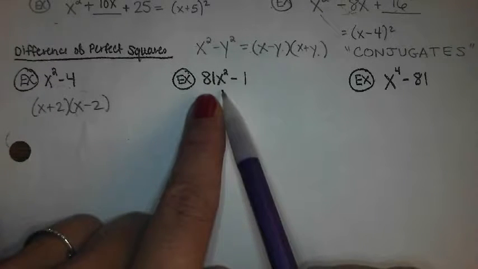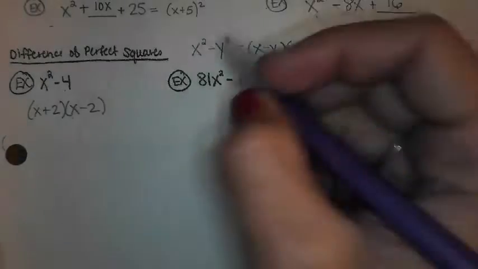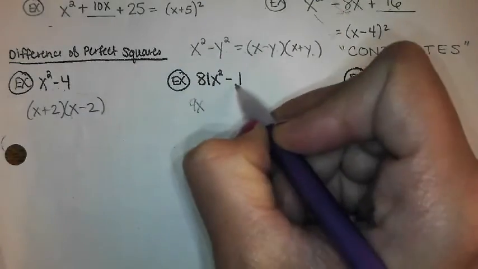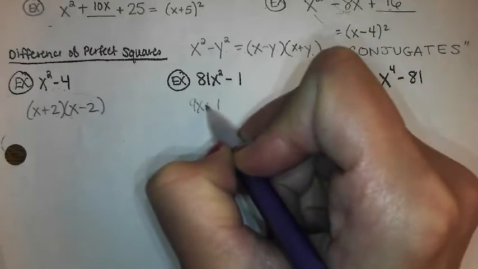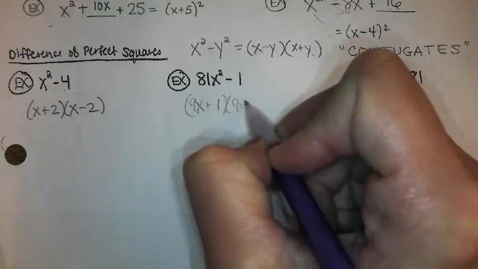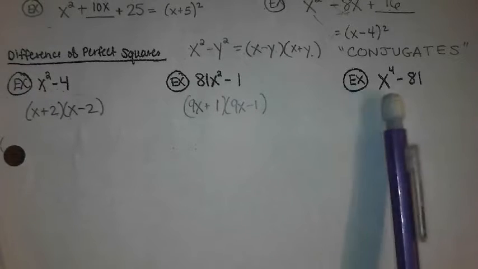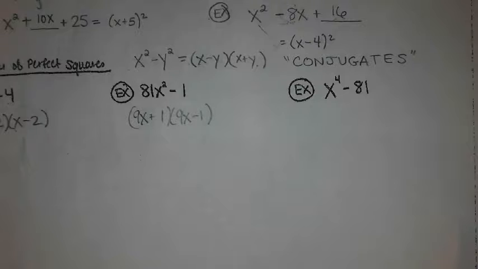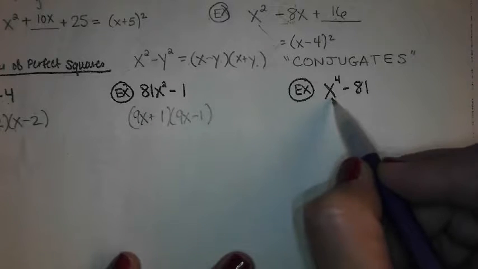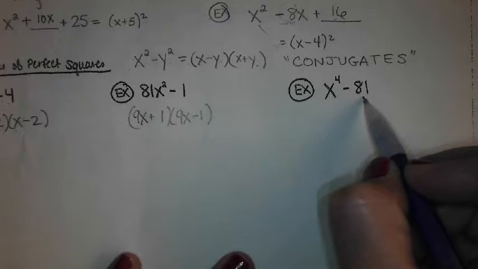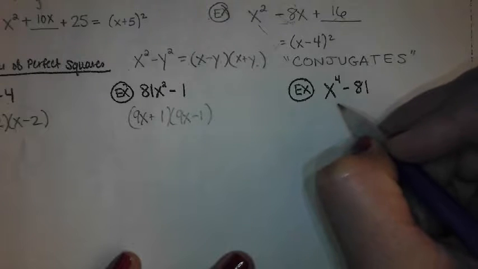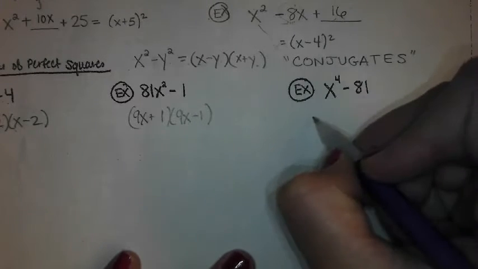What's the square root of 81x squared? 9x. What's the square root of 1? 1. So 9x plus 1, 9x minus 1. Good? What's the square root of x to the 4th? X squared, square root of 81, 9. So what are the two conjugates? Both.